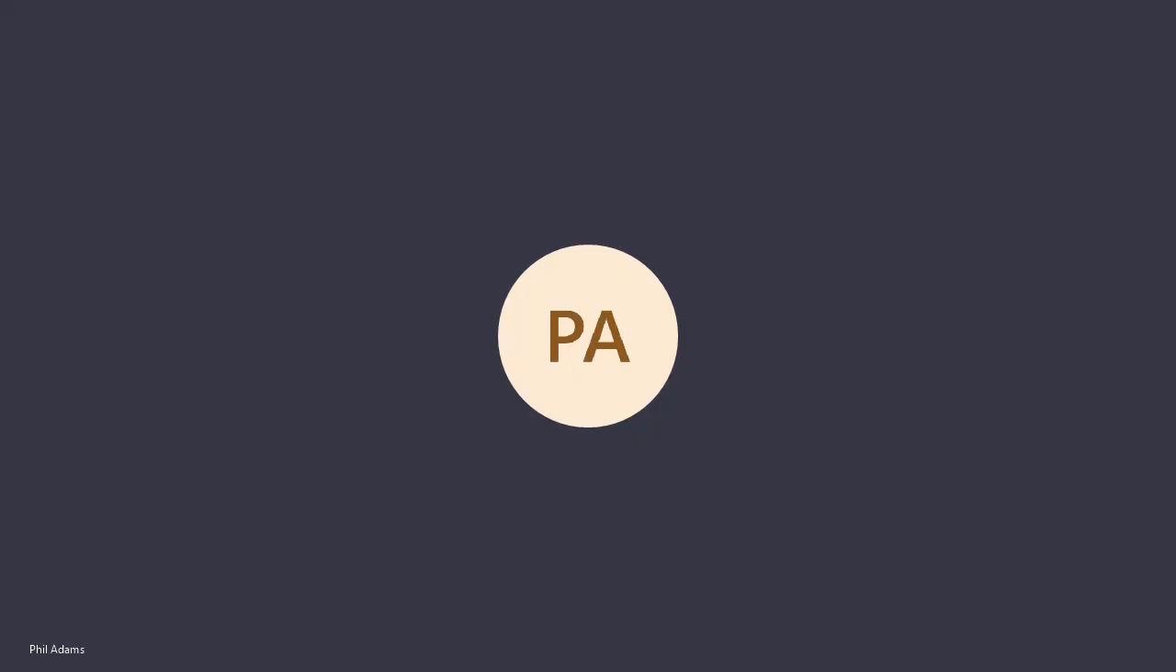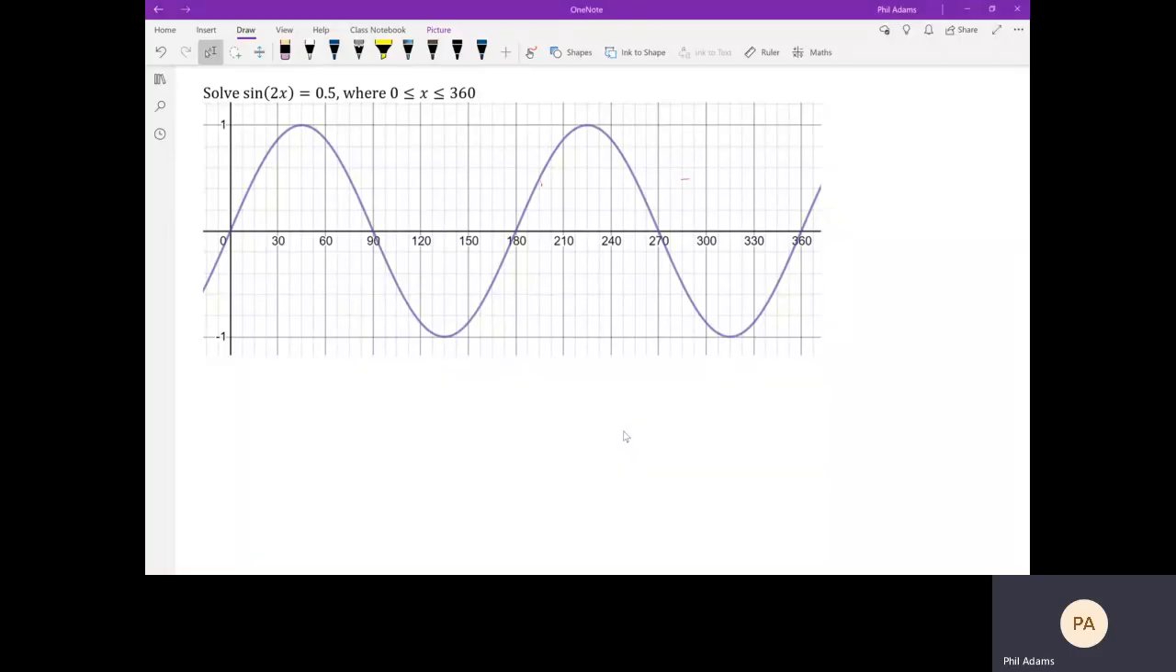All right, so in this video, we're going to look at trig equations, and in particular, trig equations where there's a change in the frequency. So if you have a look in the problem I've got here, we're asked to solve the sine of 2x equals 0.5, and you notice as well, it's in between 0 and 360 degrees.